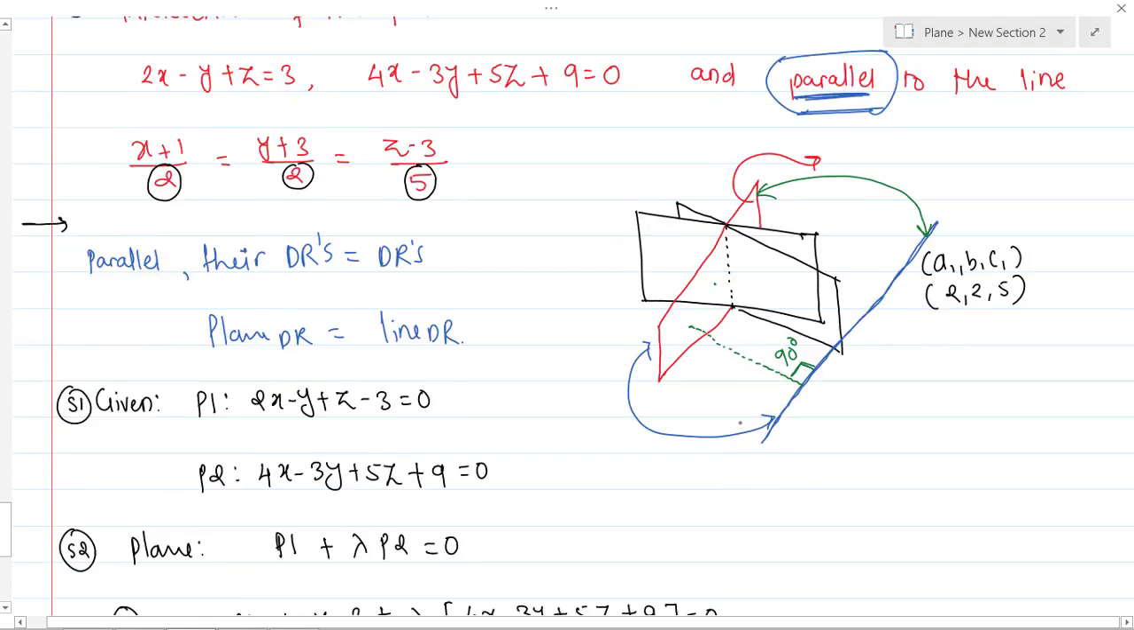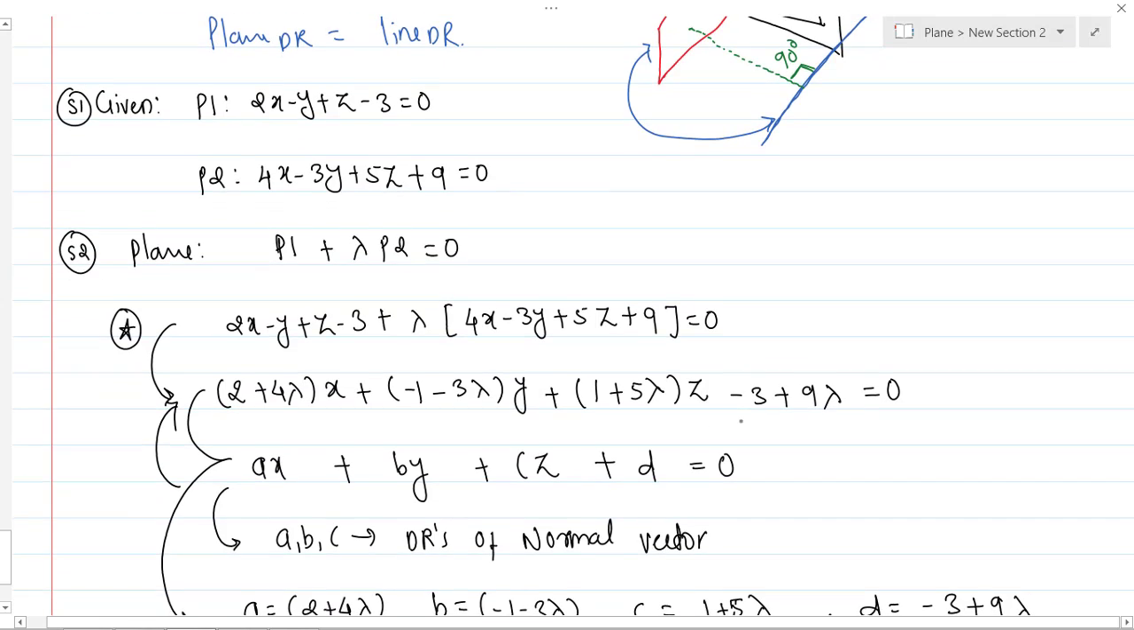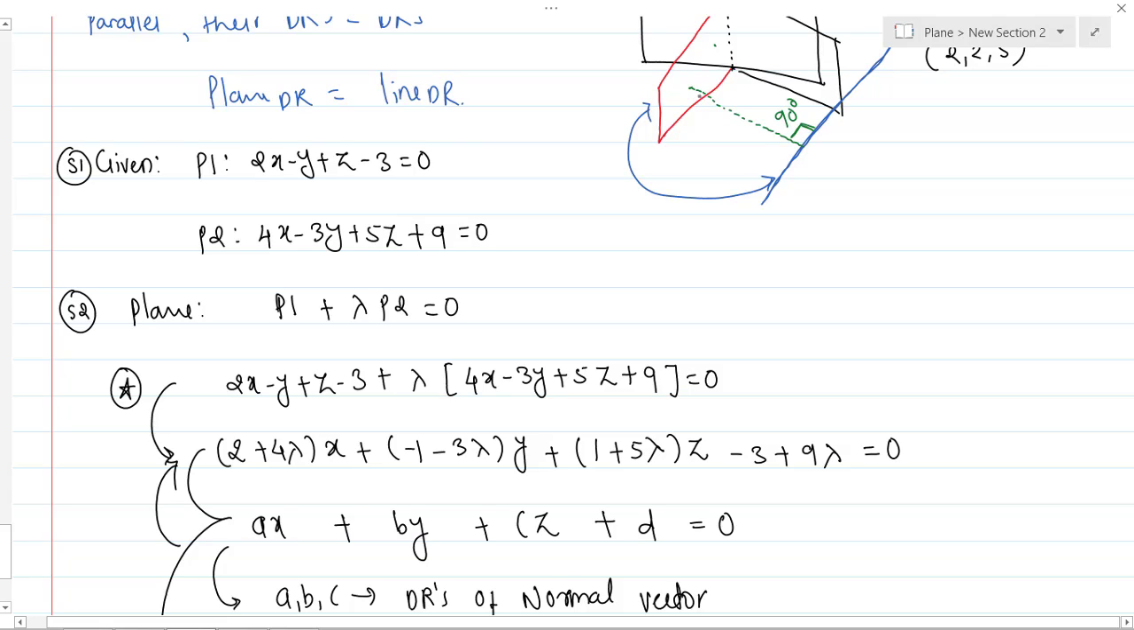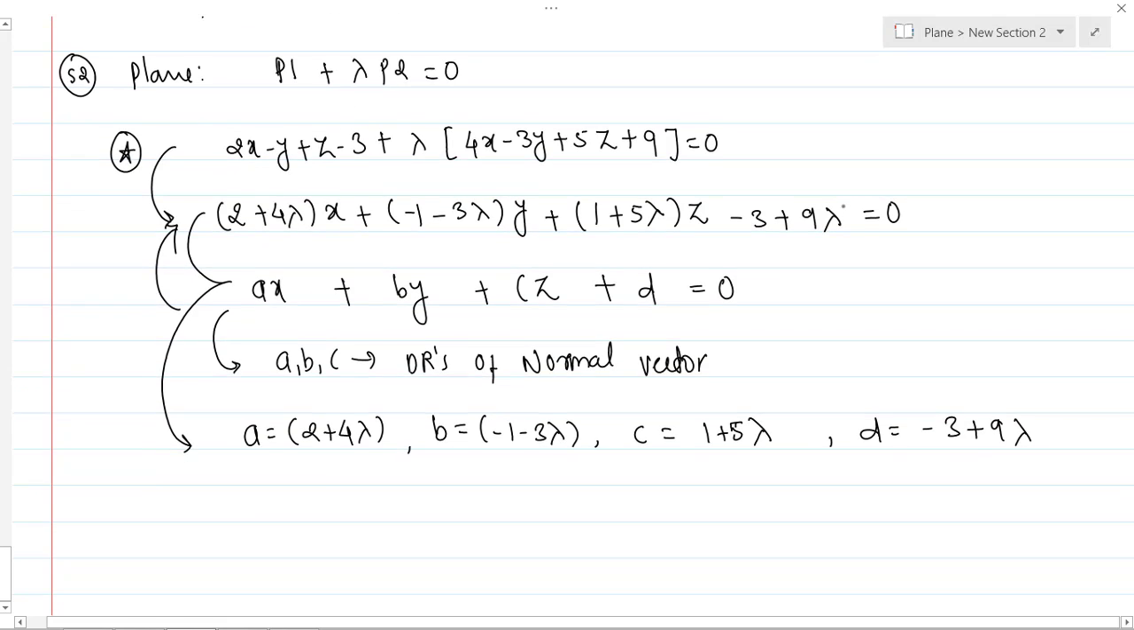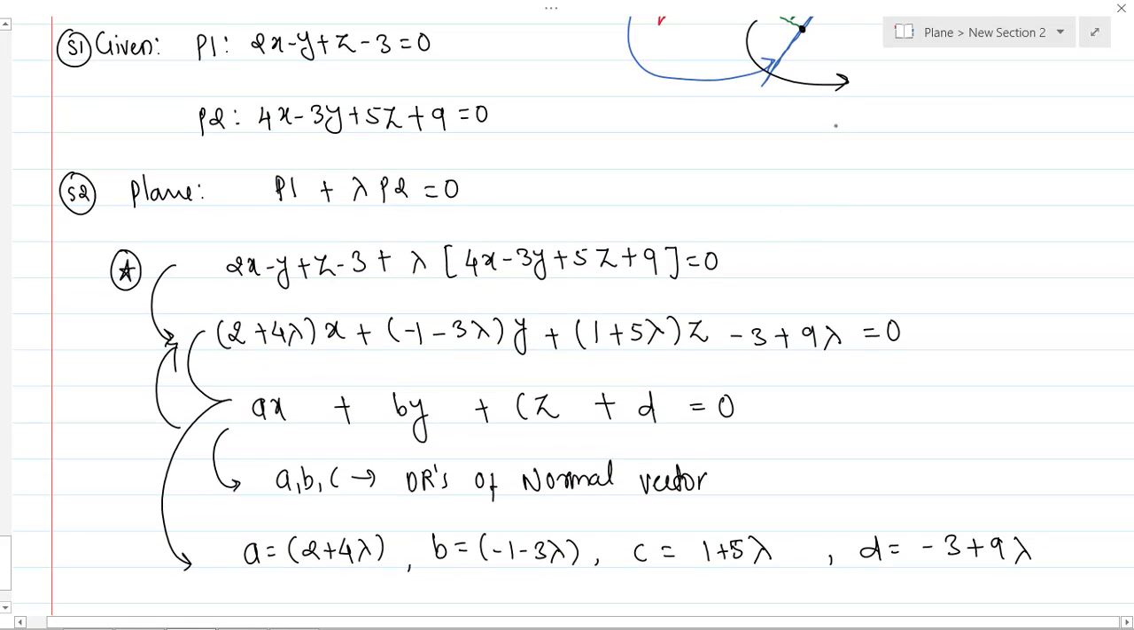These are the direction ratios of this normal. Okay, so let's write here. It will be 2 plus 4 lambda, and it is -1 -3 lambda, and it is 1 plus 5 lambda.